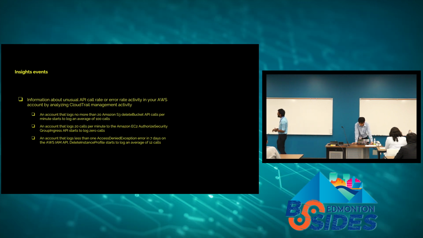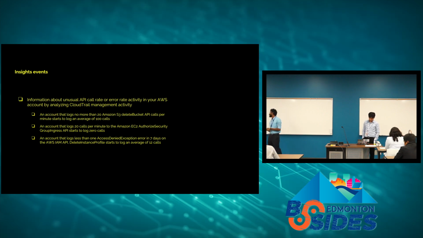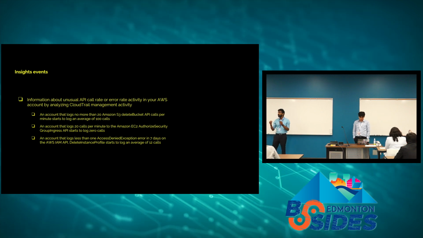Inside events will tell you about any unusual or abnormal activity. Let's take a classic example: an account that logs no more than 20 Amazon S3 delete bucket API calls per minute starts to log an average of 100 calls. That's an unusual spike.